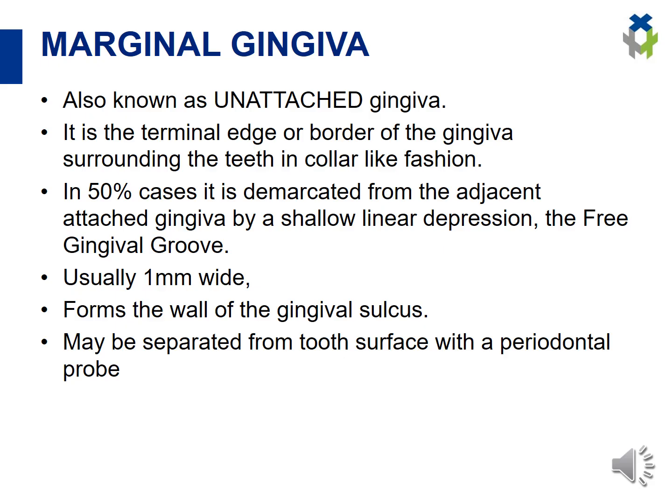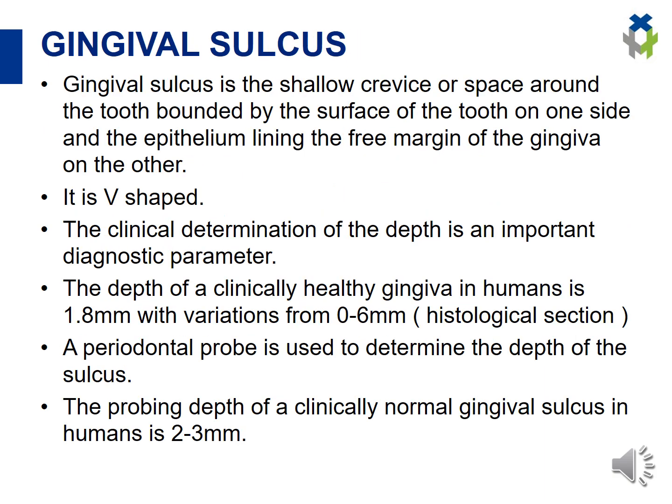It is a terminal edge or border of the gingiva surrounding the teeth in a collar-like fashion. In 50% of cases, it is demarcated from the adjacent attached gingiva by a shallow linear depression, which is called the free gingival groove. It is usually 1 mm in width, forms the wall of the gingival sulcus, and may be separated from the tooth surface with a periodontal probe.